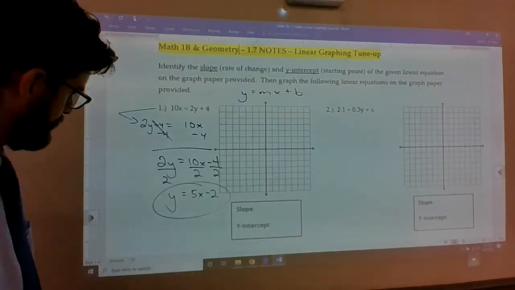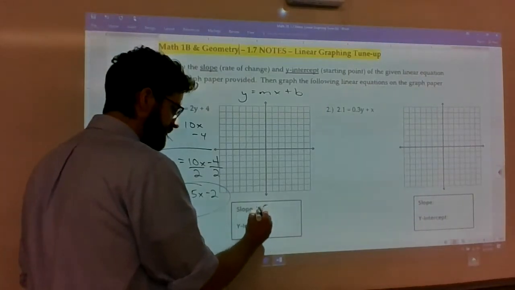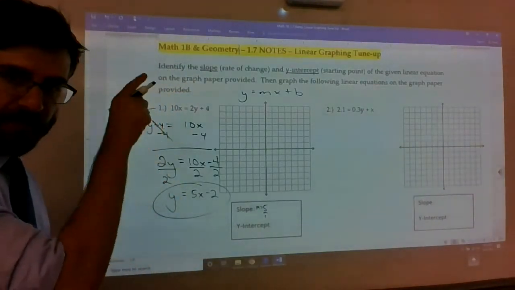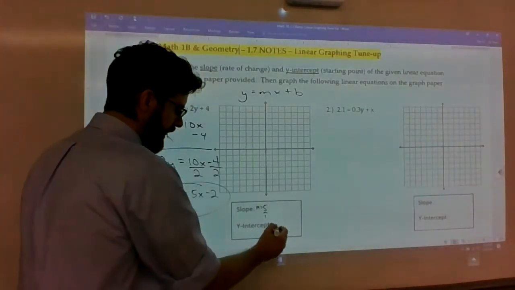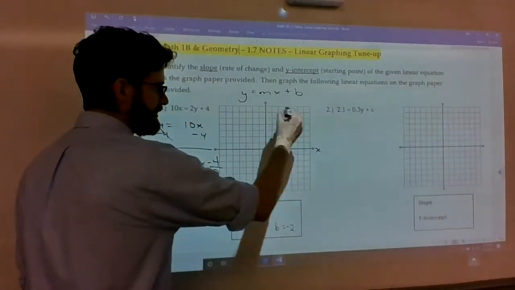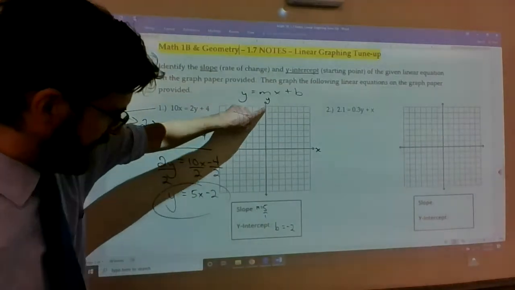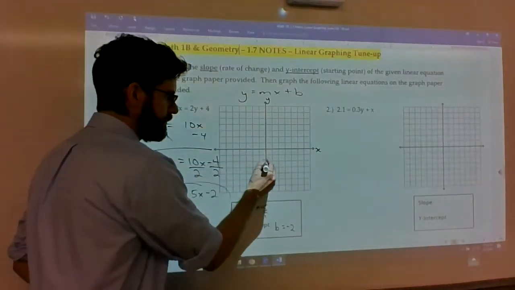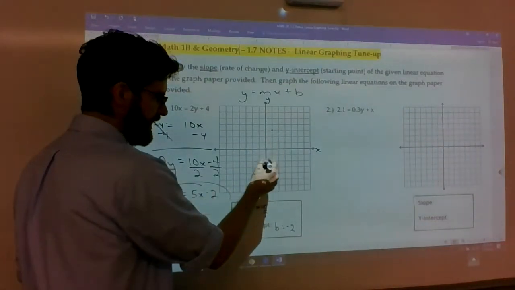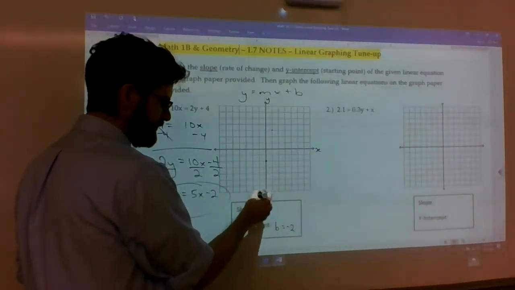There it is. The slope is 5, and we can say it's 5 over 1 because that tells us the rise is 5, the run is 1, and our b value is negative 2. So here's the x-axis, here's the y-axis. The y-intercept is negative 2. Then you go up 1, 2, 3, 4, 5, right 1, or down 1, 2, 3, 4, 5, left 1.